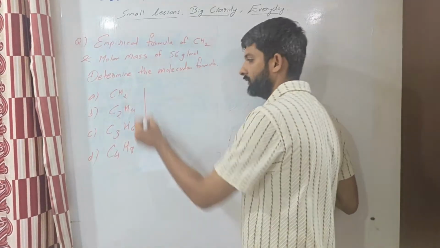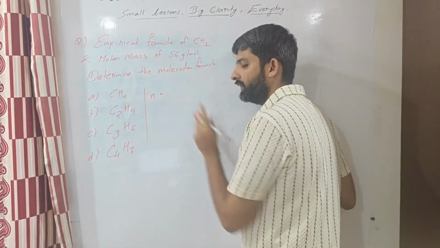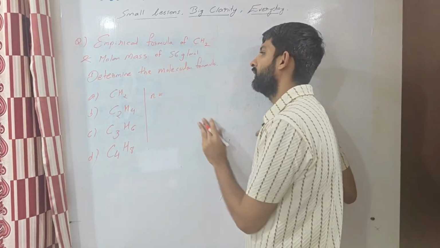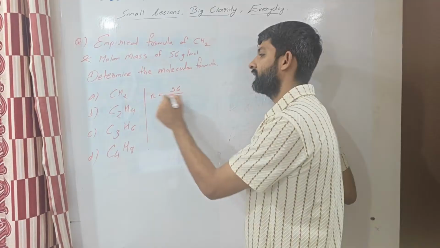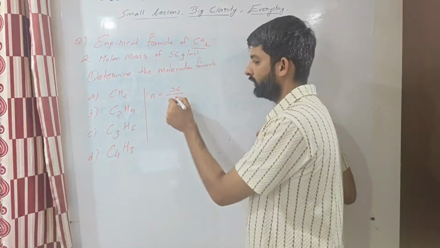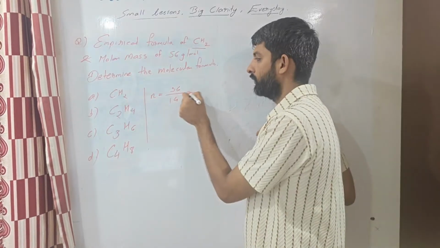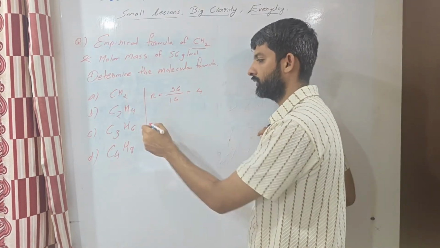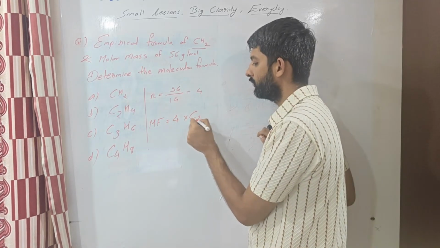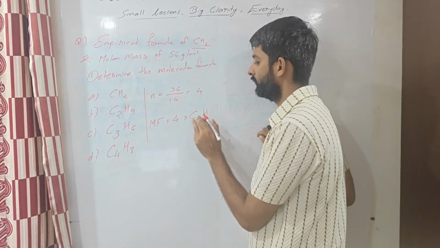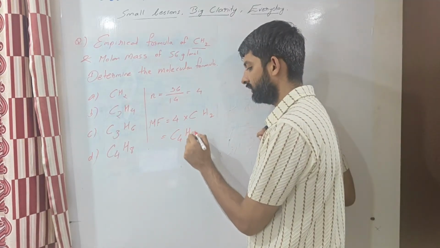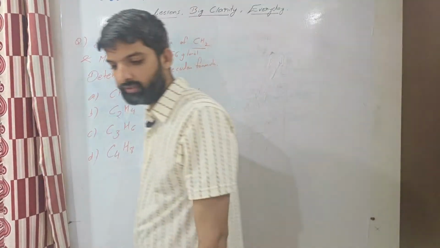It is a simple question. First you find the value of n. The molar mass is 56, and the mass of the empirical formula is 12 plus 2, that is 14. So the value of n will be 4. So the molecular formula will be 4 into CH2. So it will be C4H8. So option D is the right answer.